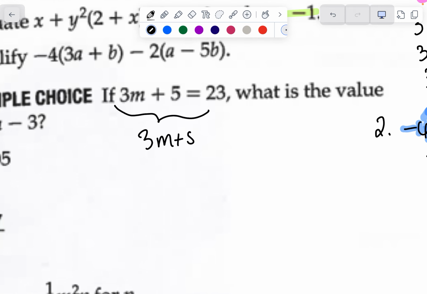Now, that's a pretty straightforward equation to solve. 3m plus 5 equals 23. If you subtract 5 from both sides, we get that 3m equals 18. And then what do we do to that 3 to get that m by itself? Divide it off. So divide by 3. So we get that m is equal to 6.